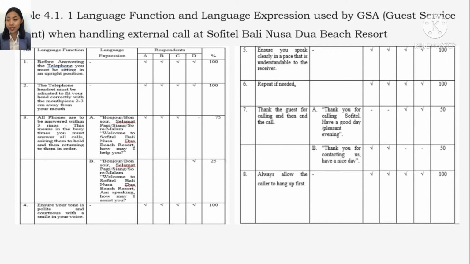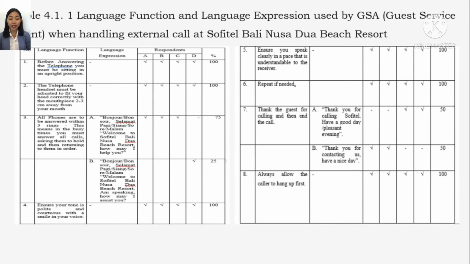And as you can see in the table, all respondents at Sofitel Bali Nusa Dua Beach Resort have implemented this language function. Language function number 7 is to thank the guest for calling and then end the call. Before hanging up the phone, make sure the caller understands the solution to the problem that we conveyed to them. And if we feel the customer needs a follow-up, provide clarity on the time when we will be contacting them.